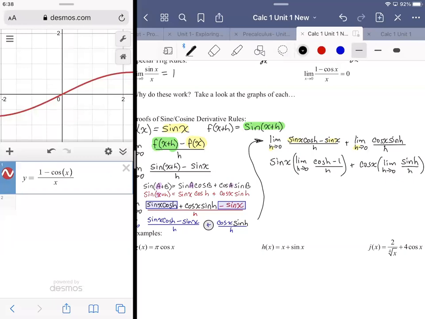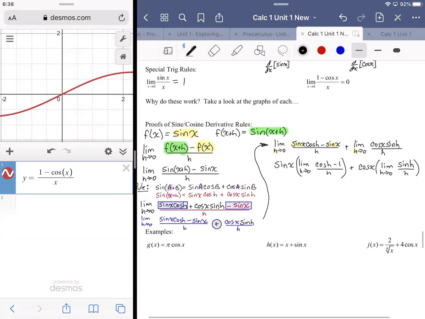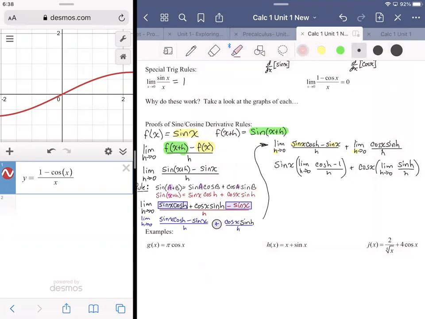All right. So this piece, let me get a different color highlighter here. I'm going to go with this light pinkish color. So this piece right here follows this rule. The only thing that's different is it's got h's instead of x's, but it's the same rule. So that's going to go to a 1. So this is cosine of x times 1.